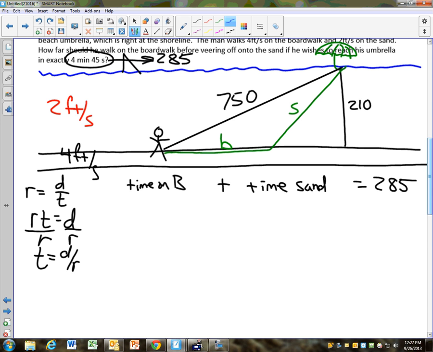So, do we know the distance that he walks on the boardwalk? We'll call it B. Do we know the rate at which he walks on the boardwalk? 4. Plus, do we know the time on the sand? Do we know the distance on the sand? No. We'll call it S, divided by 2, equals 285. That doesn't look so bad, does it?